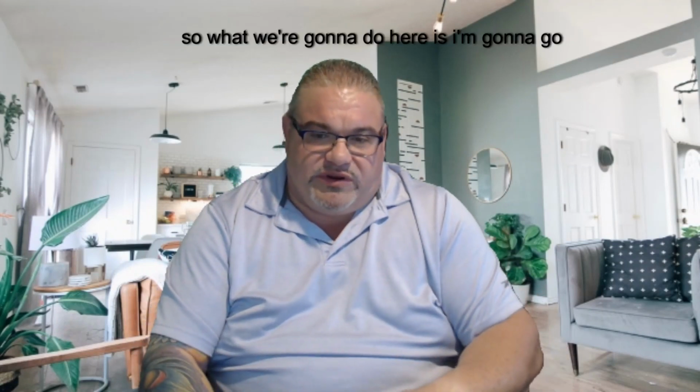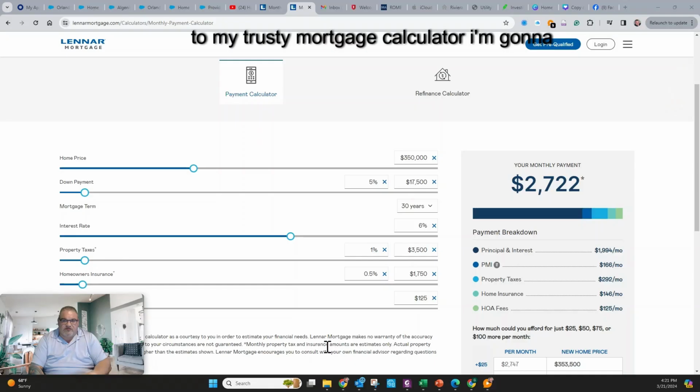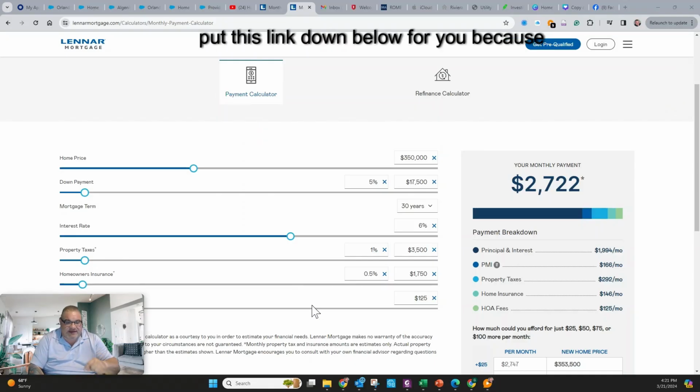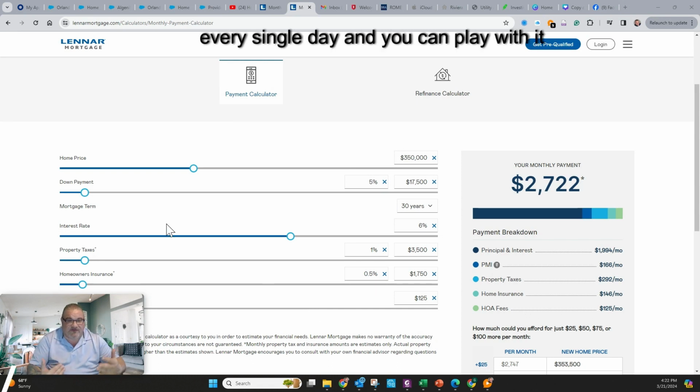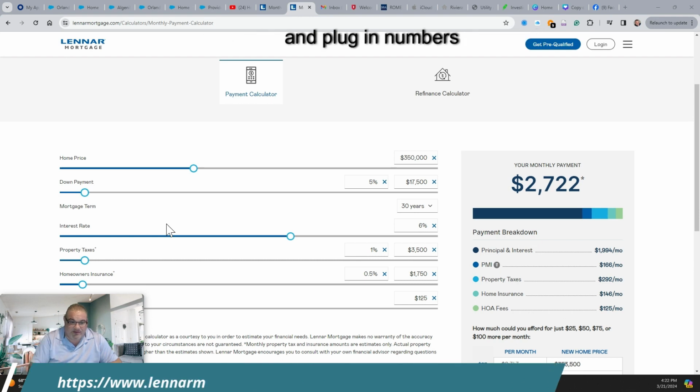So what we're going to do here is I'm going to go to my trusty mortgage calculator. I'm going to put this link down below for you because this is an awesome tool. I use it literally every single day, and you can play with it and plug in numbers.